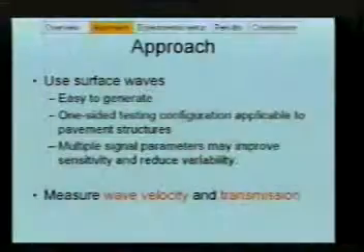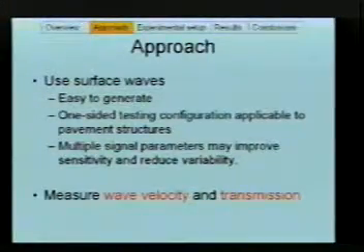Our selection was to use surface waves. Why? Well, first of all, they're easy to generate. And besides that, we can have a one-sided approach. This solves the problem that you're facing with UPV. Not only that, but you can take a lot of measurements, and this also solves the statistical problem that you find using cores. And finally, there are multiple parameters which you can obtain from surface wave velocities and transmission, and they can both be used to correlate with strength.